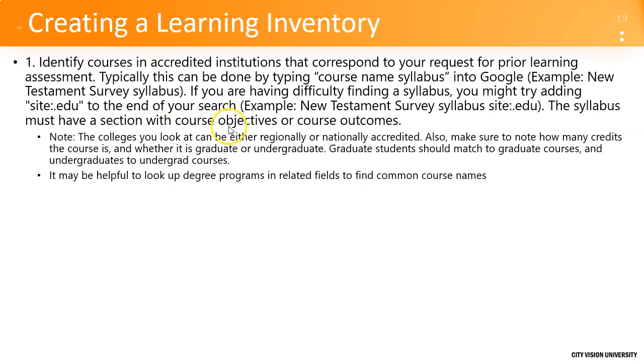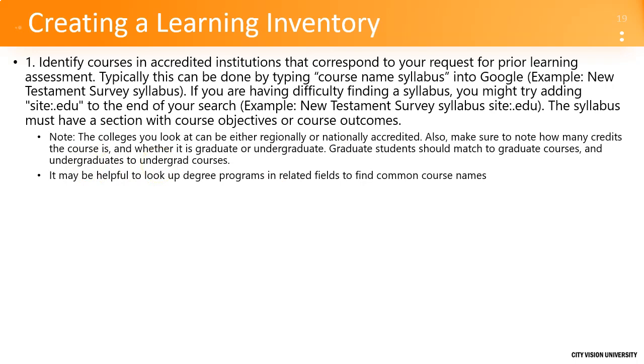And the key thing is you need to get a syllabus that has a section that sometimes they'll call course objectives, sometimes they'll call course outcomes. And the organization or institutions need to be accredited. They can be either regionally or nationally accredited. But you also want to know how many credits the course is and whether it's undergraduate or graduate. If you're a graduate student, you can only use graduate courses, and undergrads should only use undergrad courses.